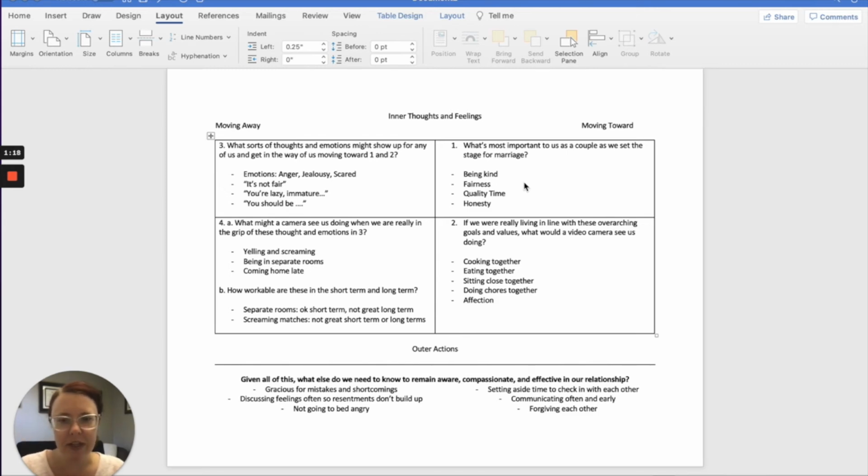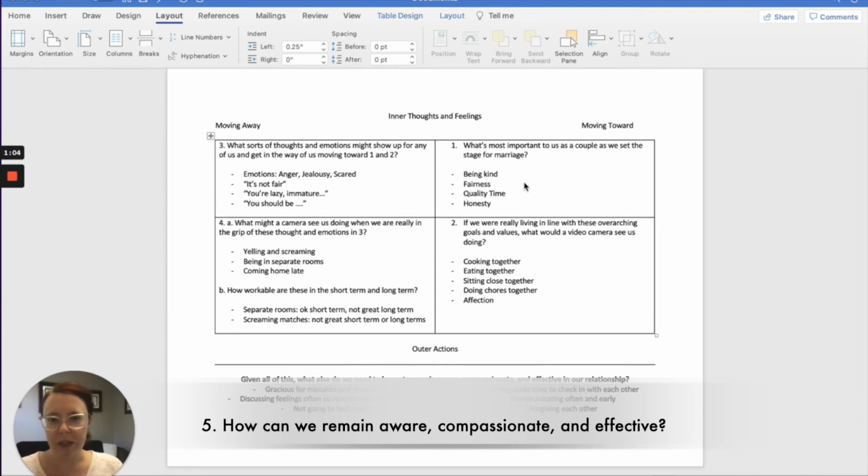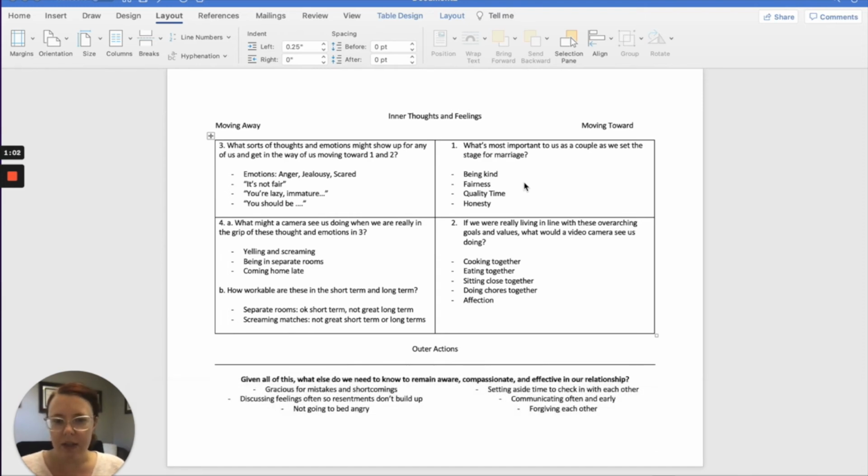So once you've done all of this and you guys have together come up with your answers in these boxes, the next thing to do is to ask yourselves, okay, given everything we've learned from these questions, what else do we need to know to remain aware, compassionate, and effective in our relationship? That might involve not going to bed angry, communicating often and early, being gracious for mistakes, and forgiving each other. So this is just a quick example.